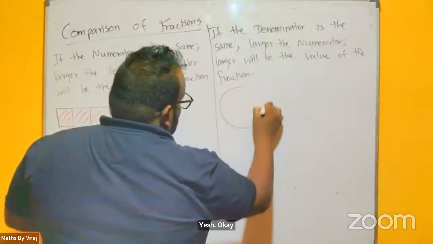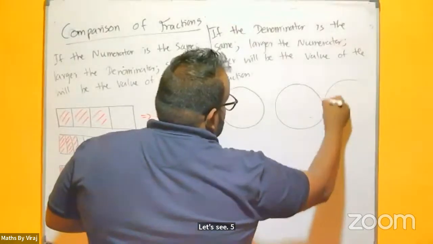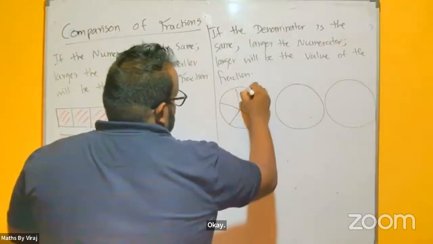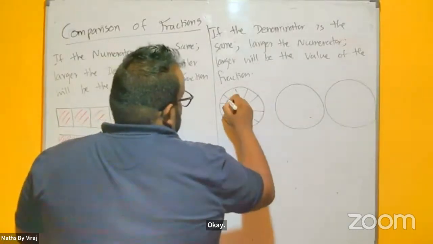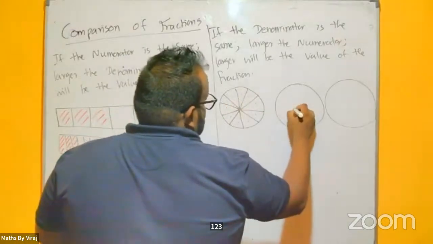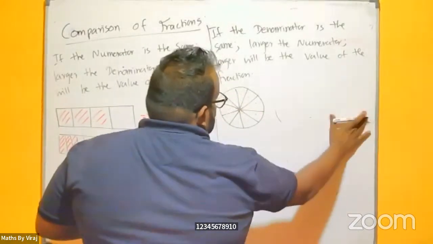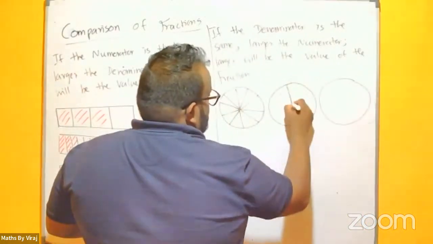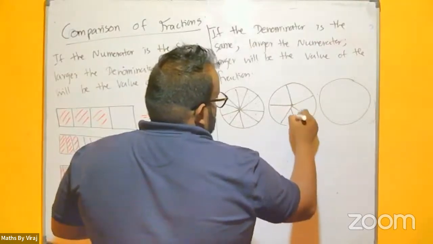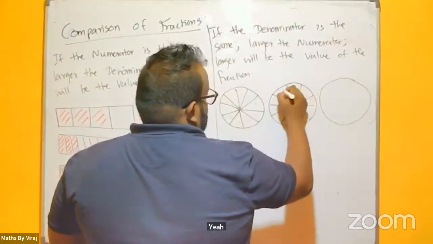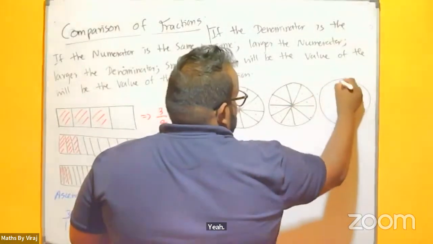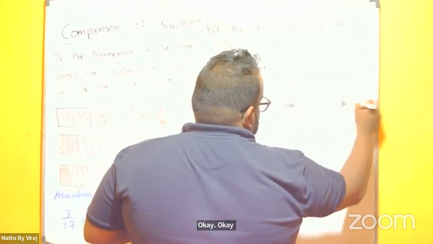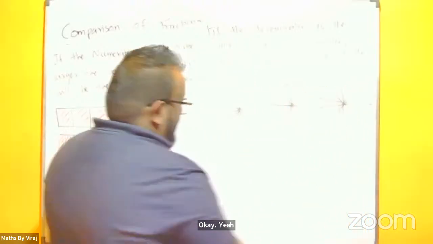Let's see. I'm drawing and counting so that it will be easy for you to understand. 1, 2, 3, 4, 5, 6, 7, 8, 9, 10. Right. Now what am I going to do?